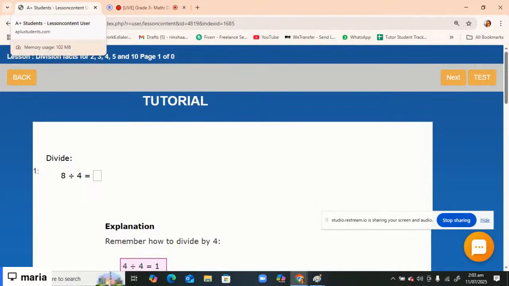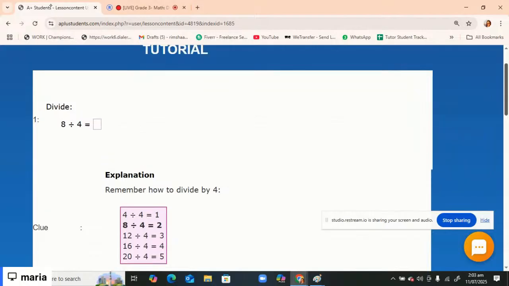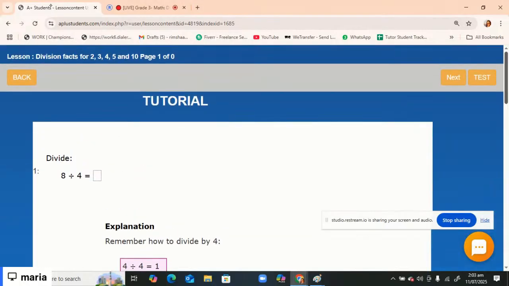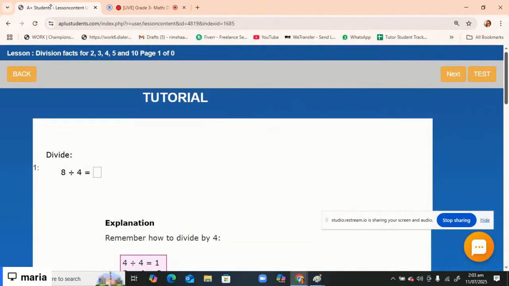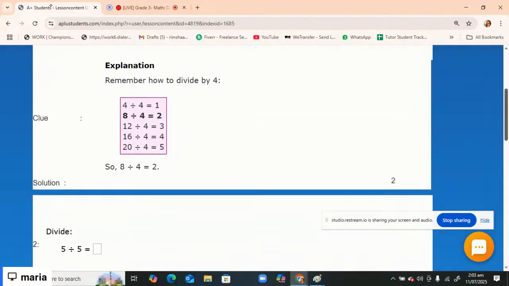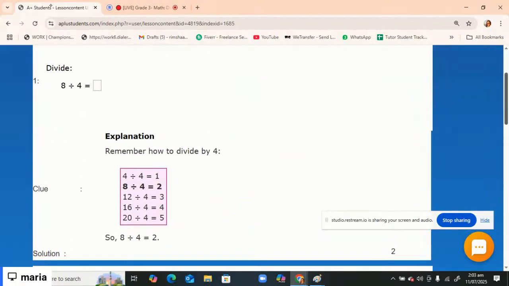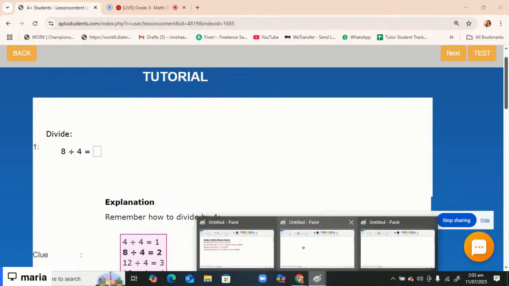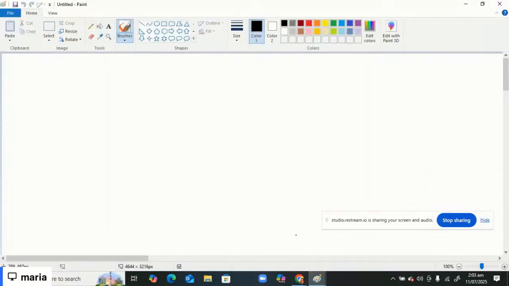Grade 3, view all chapters. So here is the list of the chapters. Here there are some questions like 8 divided by 4. Here we are dividing facts for 2, 3, 4, 5, and 10. So how can we divide? Let's do it. I'm going to write some questions here, then we start solving one by one.